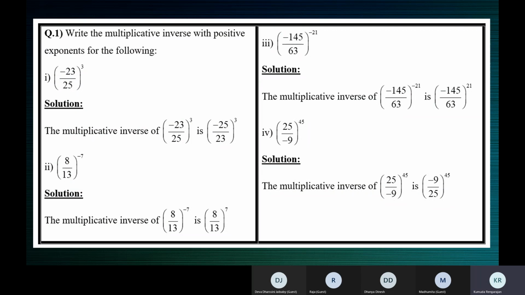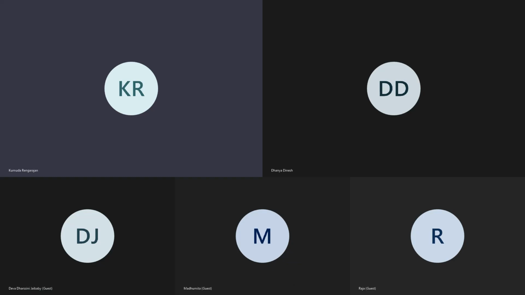What do you mean by multiplicative inverse? Reciprocal. Multiplicative inverse means reciprocal. I'm unsharing my screen, children.